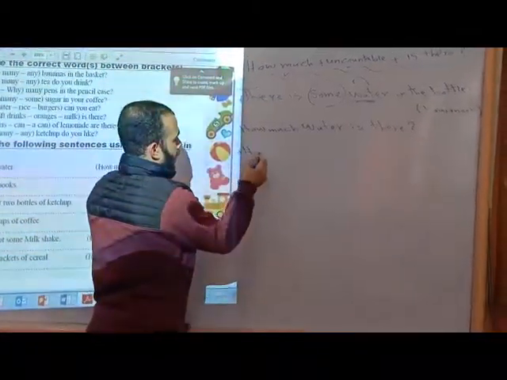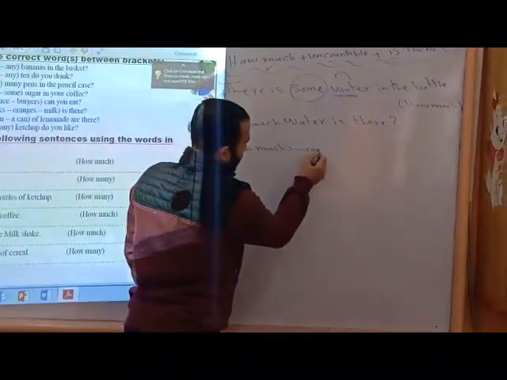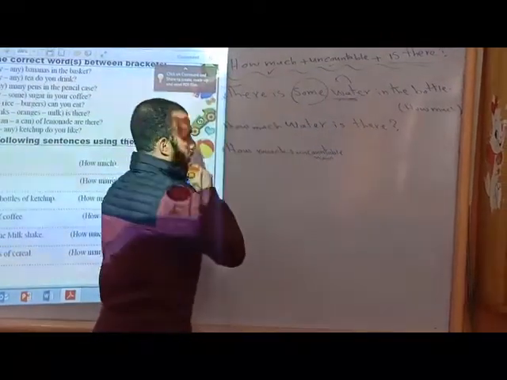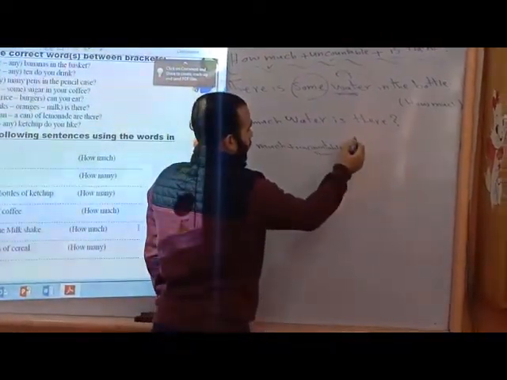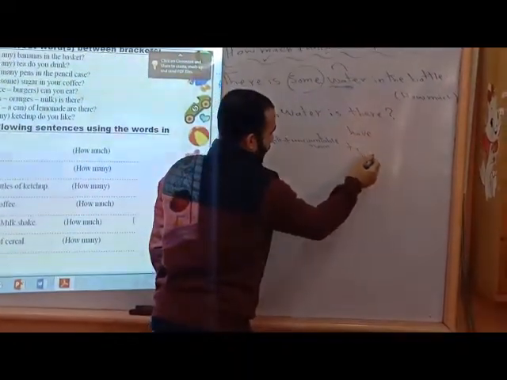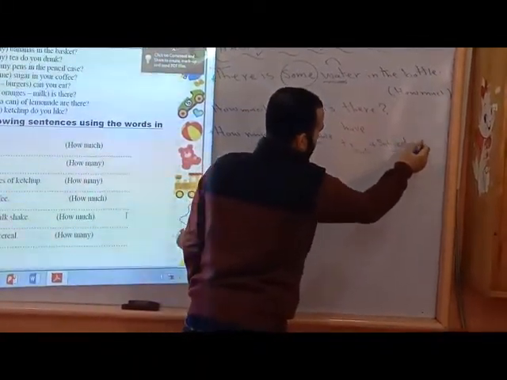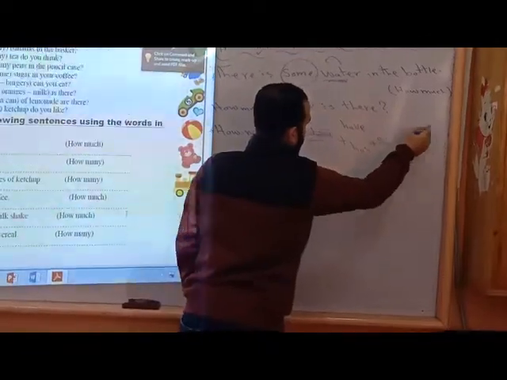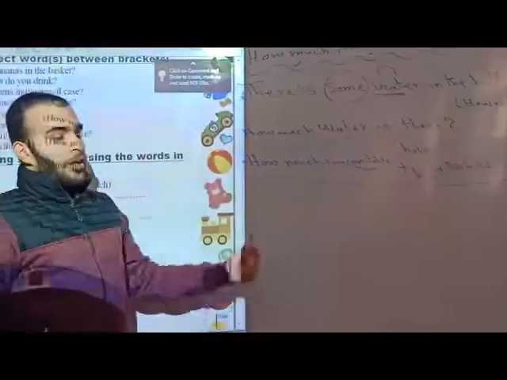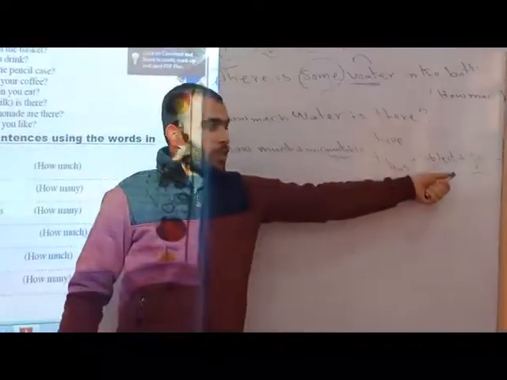We can start using how much plus uncountable noun plus the verb or the auxiliary or the helping verb have or has plus subject plus got? Question mark. Followed by uncountable noun, have, has, subject, got.